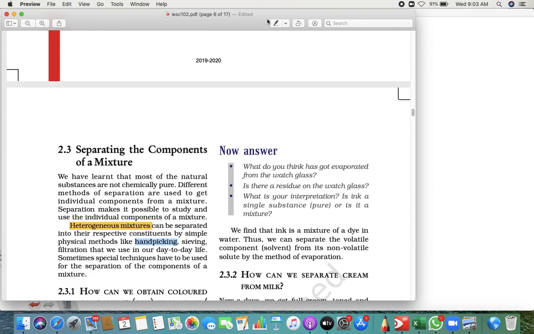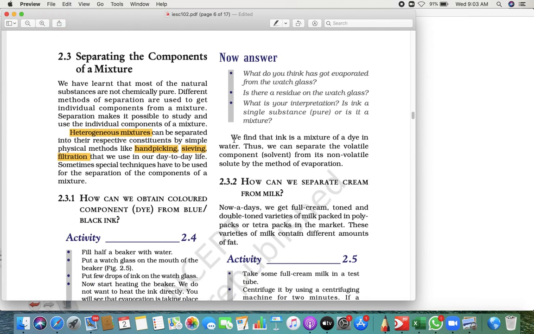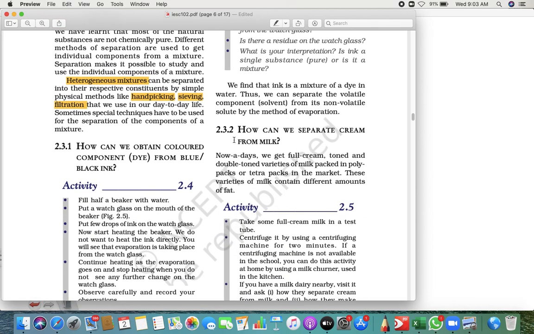How can we separate it by hand picking? For example, earlier people used to remove the stones from our rice, right? So that is hand picking, sieving, filtration. Those are all techniques that help in our day to day life, right? But apart from that, there are certain techniques that are very useful in day to day life, but at an industrial level also it is very helpful.